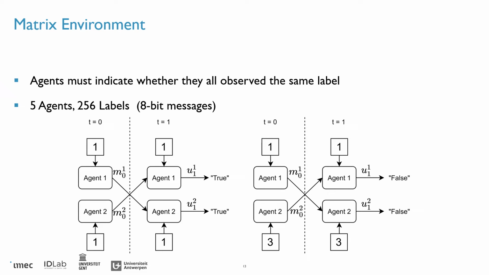Now we can take a look at the results. The first environment that we will test is the matrix environment. Here we have a set of agents that all receive a certain number in a certain range. After communication, the agents have to indicate whether or not all the agents received the same number. In our experiment, we use a scenario where we have 5 agents and 256 possible labels. To represent these 256 labels, we will use 8-bit messages.